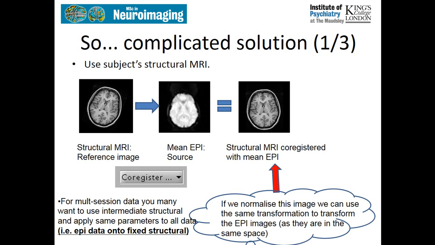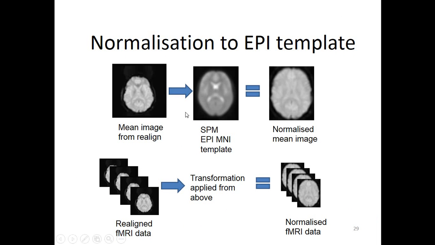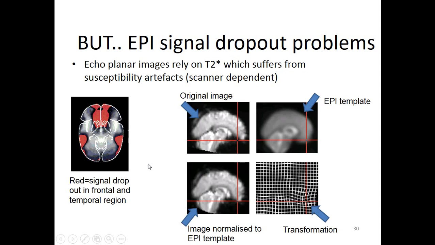So if we align our functional data with structural, then we work out what we have to do to get our structural into standard space. We can apply those transformations straight to the aligned images. So exactly like this procedure here, where we take a mean image and we warp it to a template and we apply those parameters then to our functional data that are already in alignment with the mean image. If we align our data with the T1 and then warp the T1 to standard space, we can apply those transformations directly to the functional data.